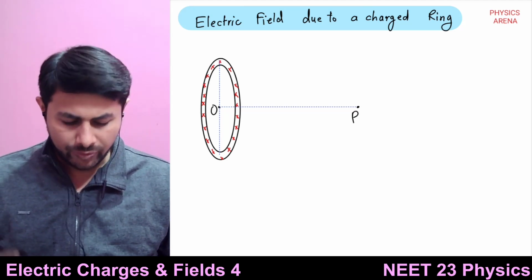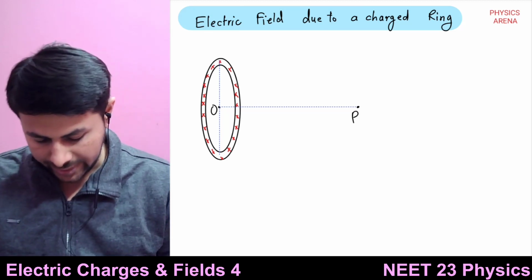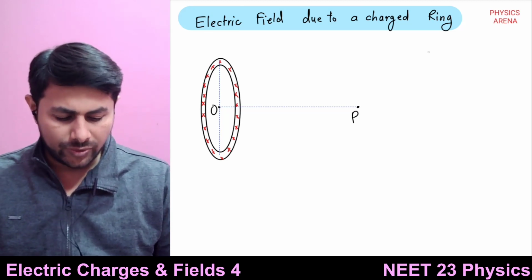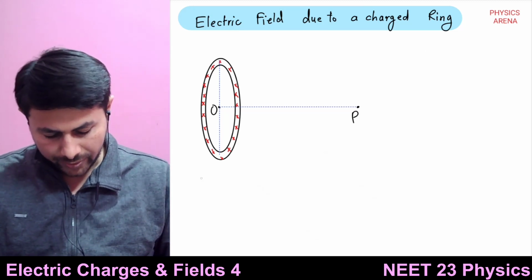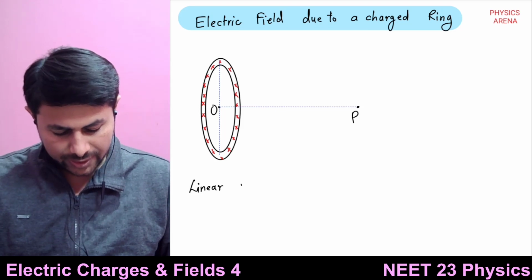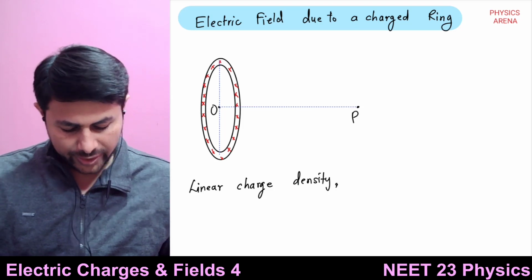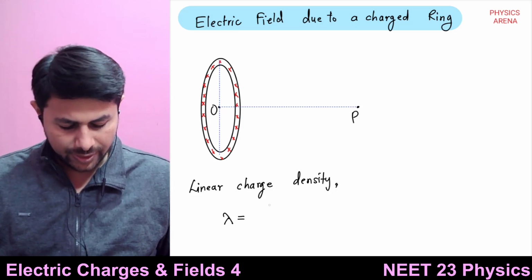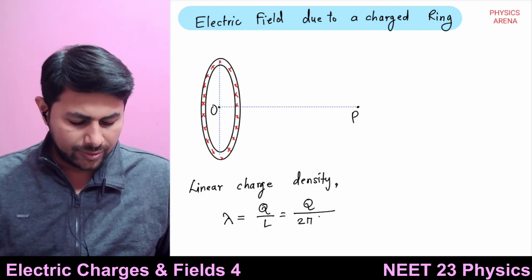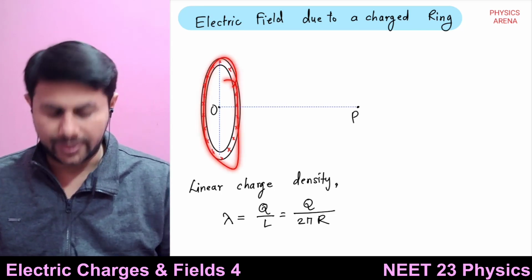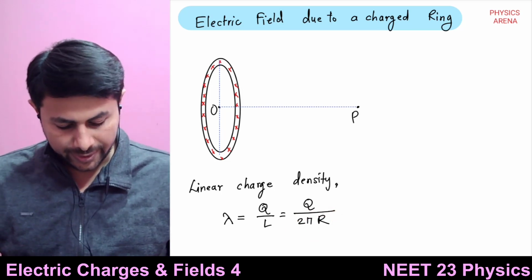So what will we do? We'll do the same thing that we have done in the last case, in case of the semicircular ring. First of all, we'll define the linear charge density. For a ring, lambda equals charge upon length, and that is q divided by 2 pi r. Now we have a full ring, so it is q divided by 2 pi r. 2 pi r is the length.